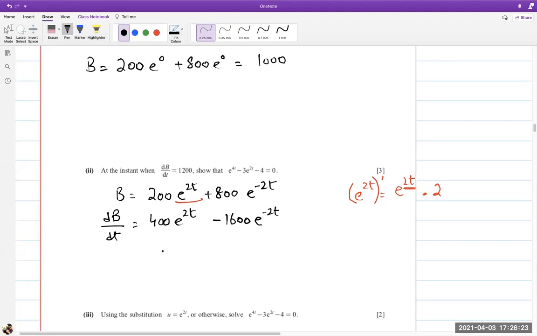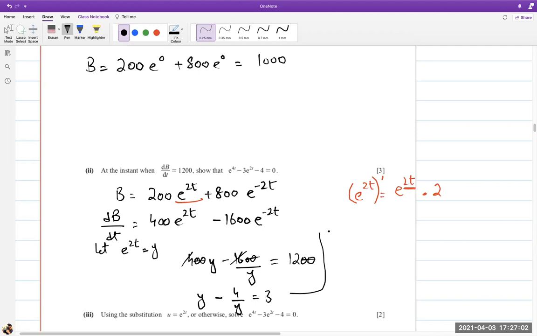So this becomes, let me just say that let e power 2t equal y. So that gives me 400y minus 1600 over y equal to dB by dt. Okay. And they're saying when this thing is equal to 1200, so I'm going to put this equal to 1200. Now these zeros cancel out. I can divide it all by 4, leaving me with y minus 4 over y equals 3.